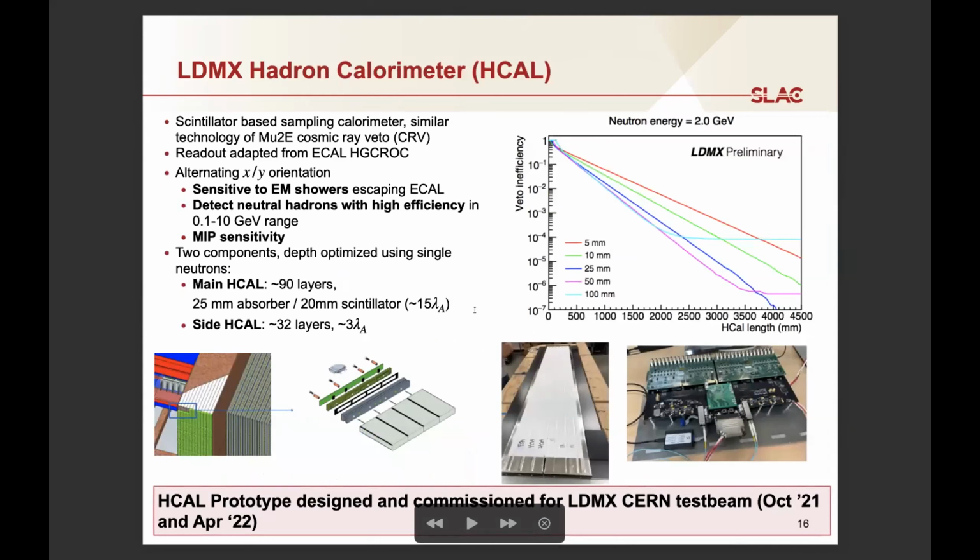The hadronic calorimeter has been optimized to stop neutrons at 2 GeV, which are the hardest particles to stop and observe. It's based on the Mu2e cosmic ray veto, and it is a sampling calorimeter as well. It has alternating X and Y orientation of the scintillators in order to provide some sort of 3D points so that we can do some MIP tracking for calibration. Just to say, this has been designed and commissioned here at CERN during the October and April test beams.